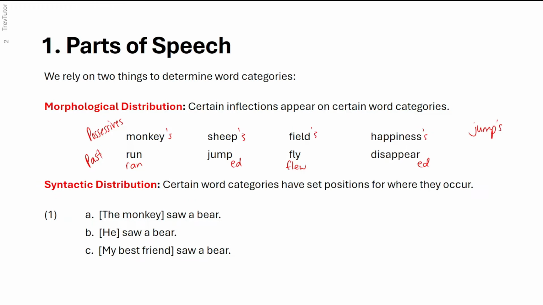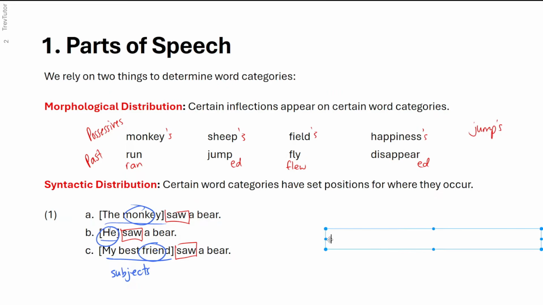So for example, the monkey saw a bear, he saw a bear, my best friend saw a bear. These all take the same position, which means that these can be subjects. And what do subjects need? Subjects need nouns. So monkey, he, and friend. He is a pronoun, but these are all positions where nouns can be. Immediately after the subject, we see a verb, saw. And we can't put a noun into that position. So we can't say he monkey a bear. No, we have to use a verb there, he saw a bear. So syntactic distribution is going to be important too.